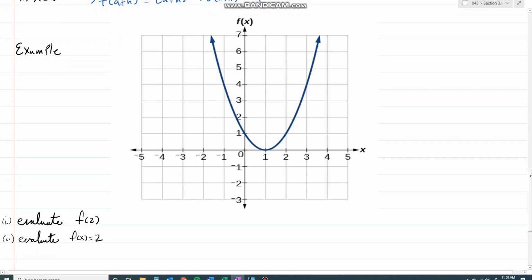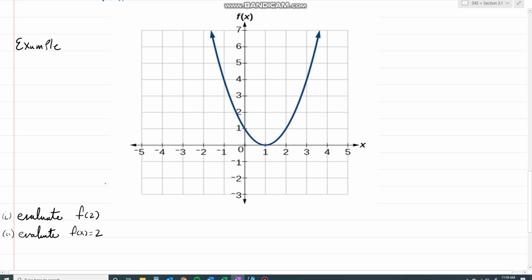Now, let's look at what if we're given a graph. We're asked to find what is f of 2. Well, that 2 is the x value. So I'm looking at x equals 2, and that's going to be right here. And it looks like y equals 1. So I think that equals 1.